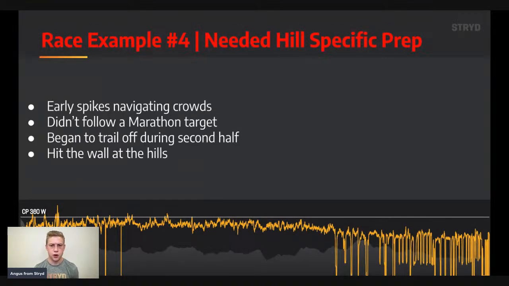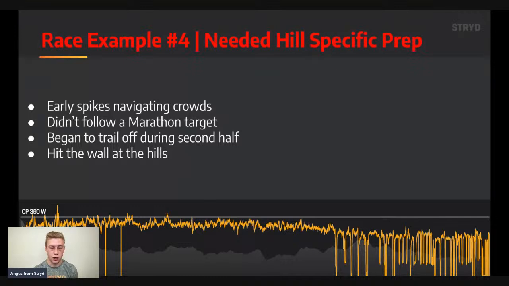And moving on to our last example here, another scenario where there were some challenges and pitfalls to avoid in the course of the Boston Marathon, which is hill specific prep. So this runner had okay execution. They had a few surges at the start, but you can see that the hills caught up with them.